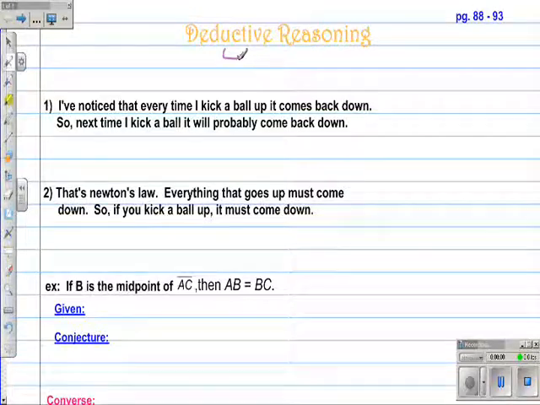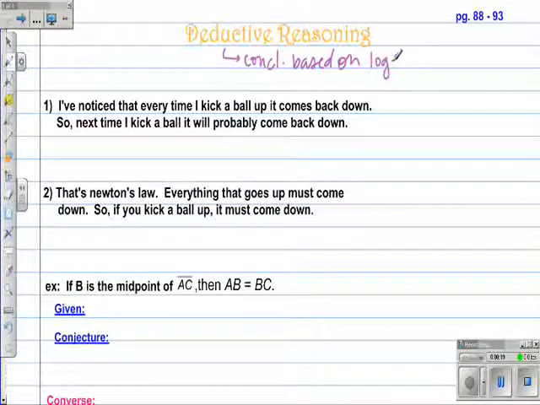Deductive reasoning is drawing a conclusion based on logical reasoning. So conclusions based on logic or logical reasoning.